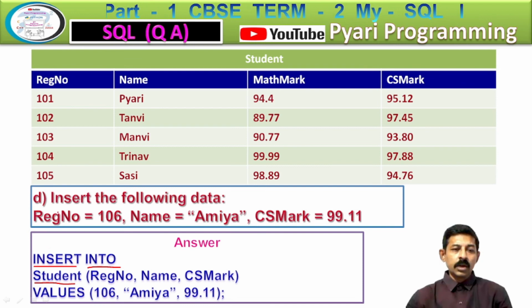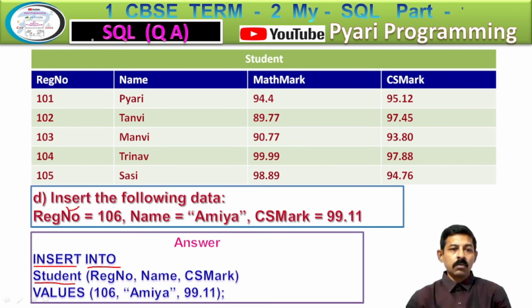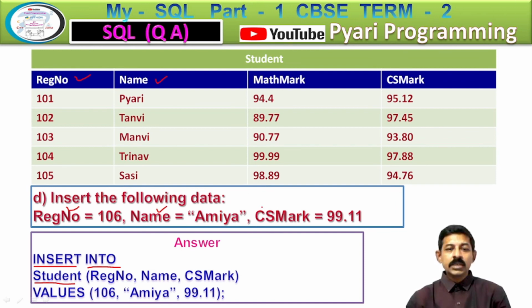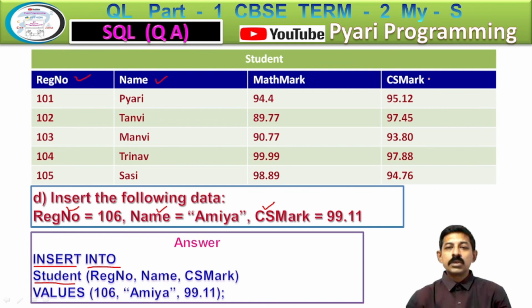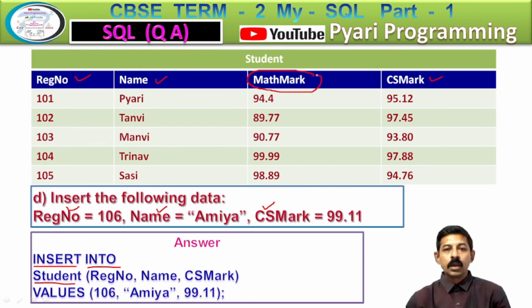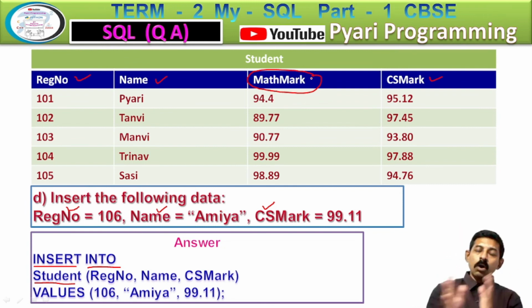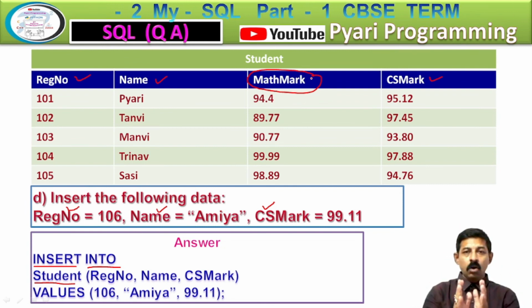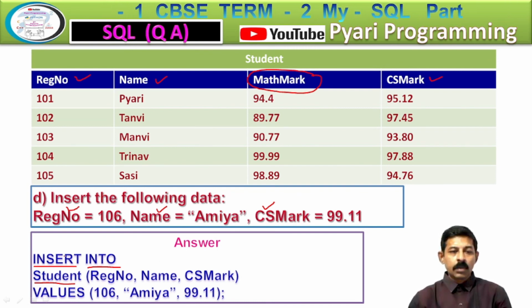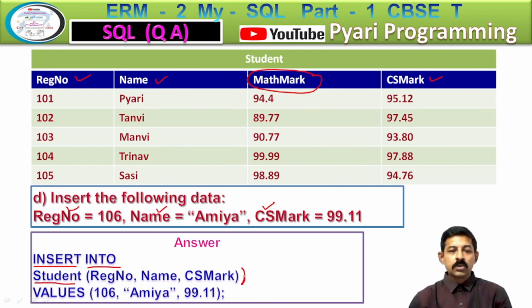Now look at over here. It is talking about registration number, which is available. It's talking about name, which is available in the same sequence. Next it says about CS mark, which is available at the end. If all the column names are given without skipping any column, sequentially, then we don't need this one. Look at this. I have given student within parenthesis registration number, name and CS marks. These parts are not required. This part is not required.